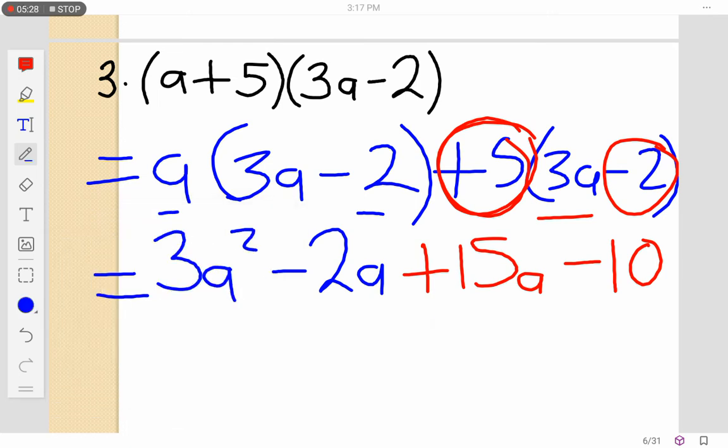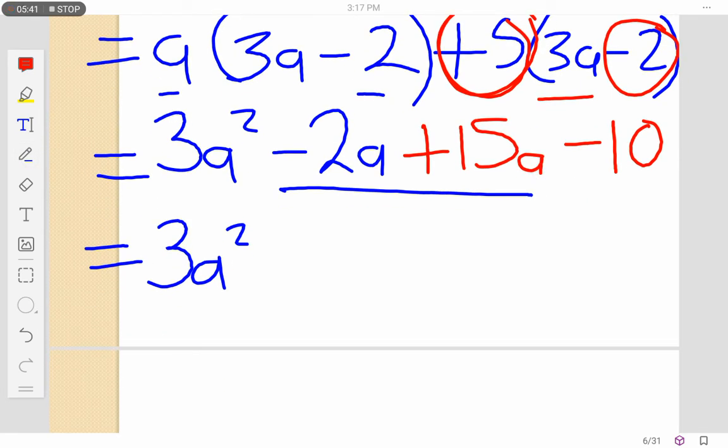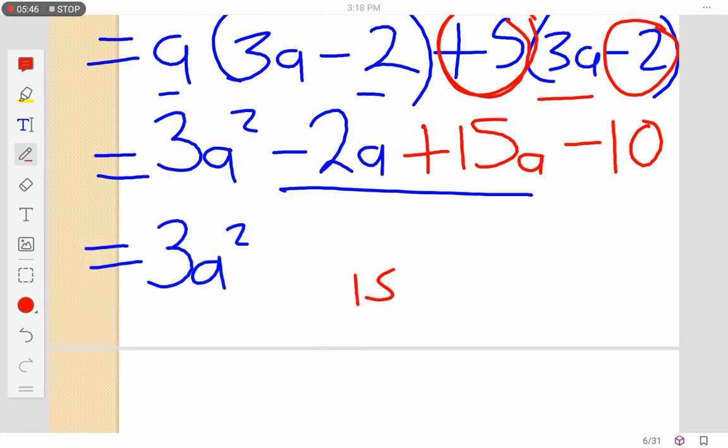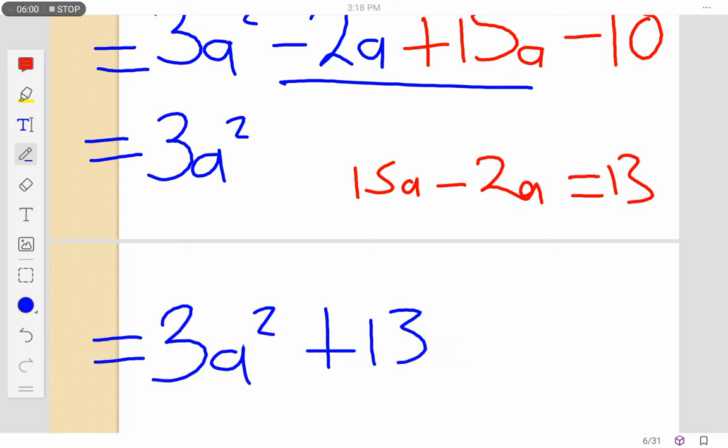Okay, let's add. Okay, here I've got a, so we can add them together. So I have 3a squared minus 2a plus 15a. If you want, you can say it's the same as 15a minus 2a. Okay, we get 13a. Okay, so I can simply write there, I have my answer as 3a squared plus 13a. Okay, then minus 10.